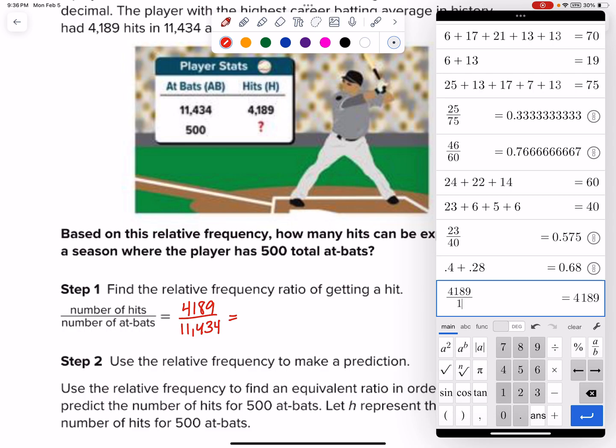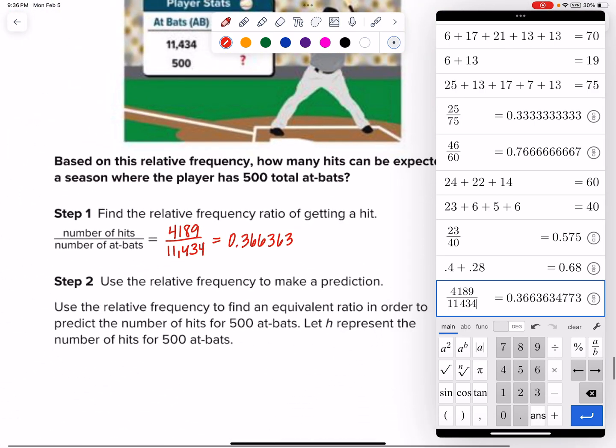4,189 divided by 11,434. Okay, so there's the decimal we get: 0.3663363, and then let's just stop there for right now. Now let's go ahead and turn it into a percentage. Okay, so we have 36.6, and then let's go to here and round: 64%.